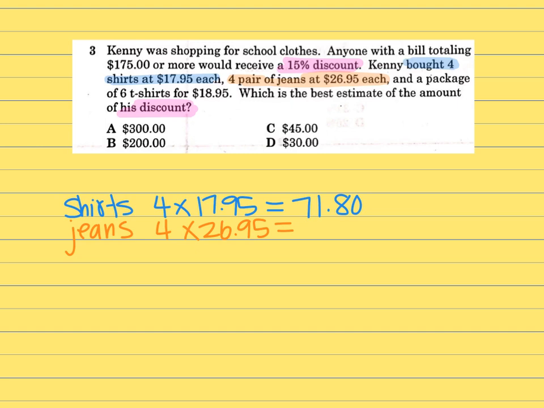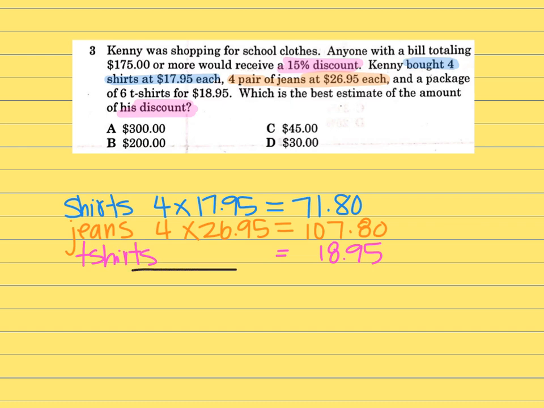$26.95 times 4. That is $107.80. Now the next part, let's read real careful because this says he bought a package of 6 t-shirts for $18.95. There's no each following it, so I'm just going to put $18.95. T-shirts, $18.95.